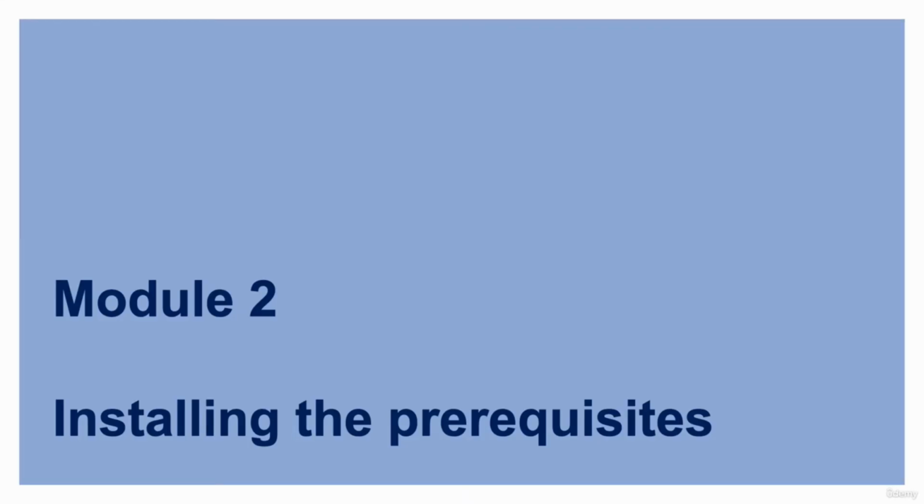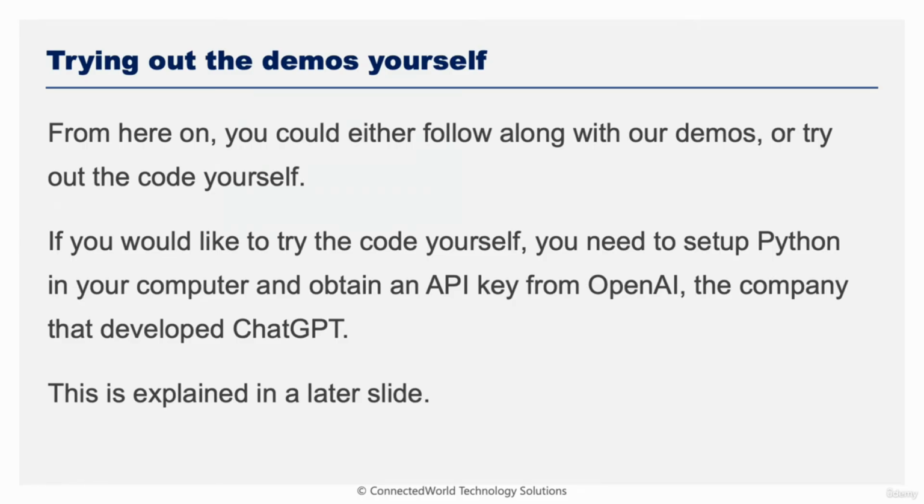Module 2, Installing the Prerequisites. Trying out the demos yourself. From here on in this lecture, you could either follow along with our demos or try out the code yourself. If you would like to try the code yourself, you will need to set up Python in your computer and obtain an API key from OpenAI, the company that developed ChatGPT. This is explained in the following slides.